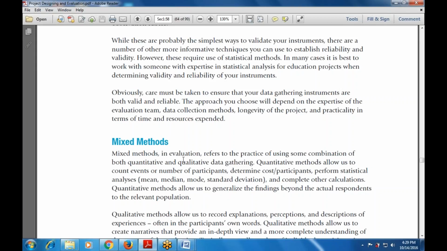Quantitative methods allow us to count events or the number of participants, determine the cost per participant, and perform statistical analysis that includes mean, median, mode, standard deviations, and other calculations. We work on quantities, on discrete data, continuous data, and individual data. These methods are also used to generalize the findings, that is, to apply the responses of the actual respondents to the relevant population.